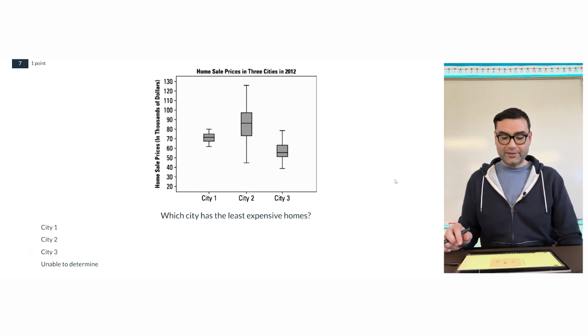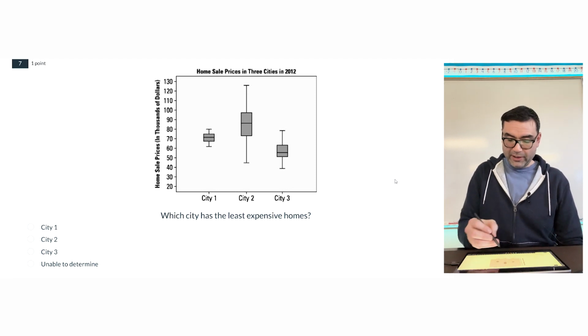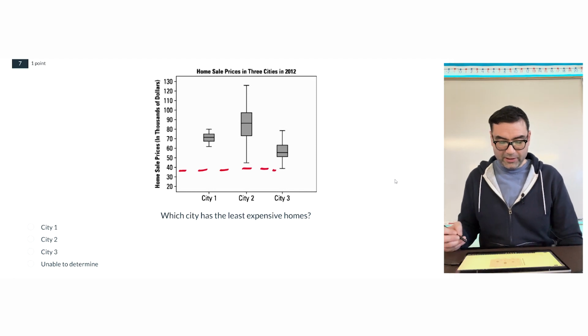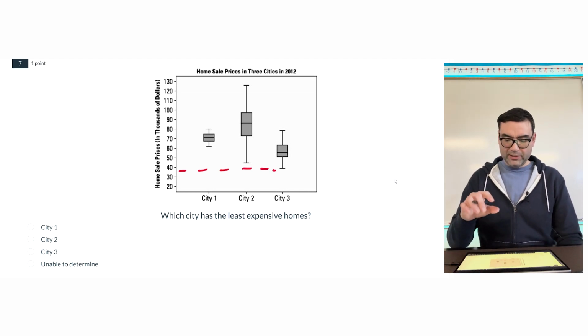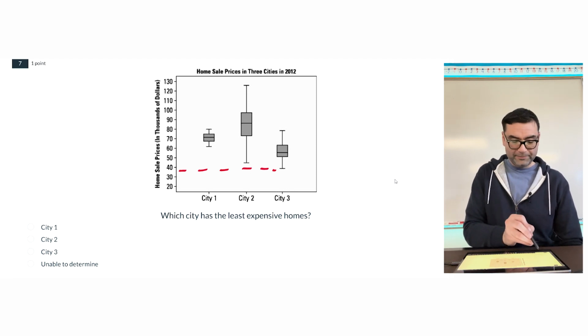Number 7 asks, which city has the least expensive homes? Meaning which box plot has data that goes to the lowest prices possible. If you look at city 3, this one reaches down all the way into the 30s, 40s, around there, whereas city 2 does reach down almost to city 3, but not quite. So city 3 for sure has the lowest data value out of the 3 box plots. So city 3 has the least expensive homes.